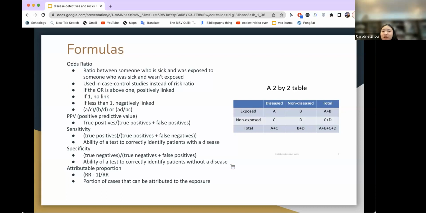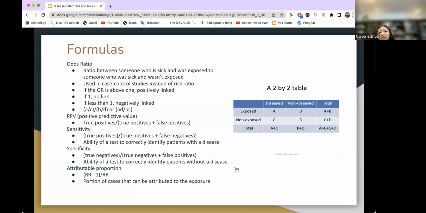Sensitivity is the ability of a test to correctly identify patients with the disease. So, the ability of a test to identify positives, which is true positives divided by true positives plus false negatives. Specificity is the ability of a test to correctly identify patients without a disease. It's basically the opposite of sensitivity. So it's true negatives divided by true negatives plus false positives.